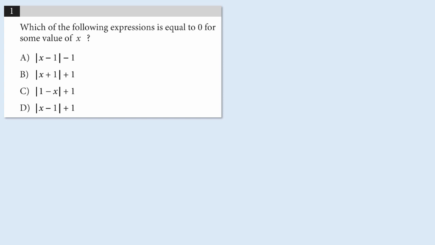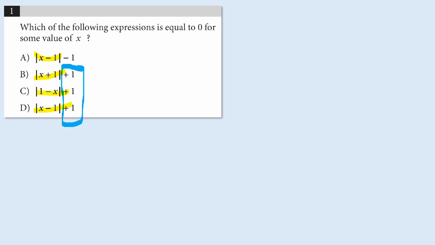Okay, let's have a look at this. So I want to share with you a strategy that can work in general on multiple choice problems in many instances, and it entails analyzing the choices. So notice that 3 of the choices have this +1 as part of the expression. And all of the expressions entail absolute value, right? 3 of them are the absolute value of an expression +1, one of them is -1.